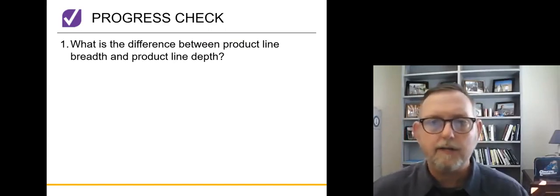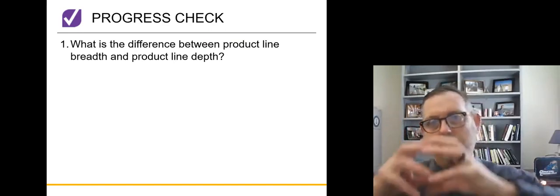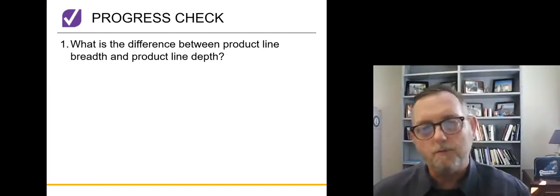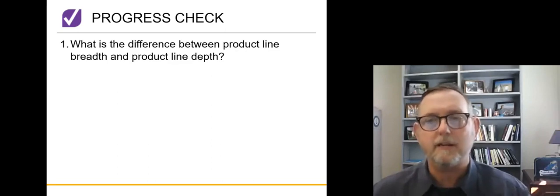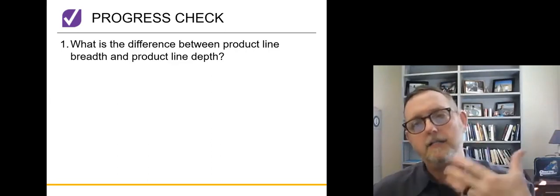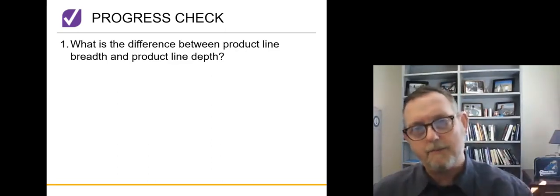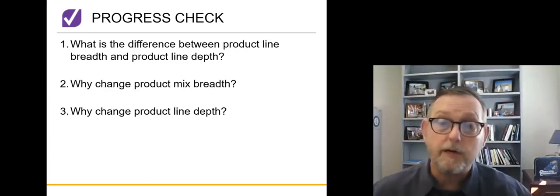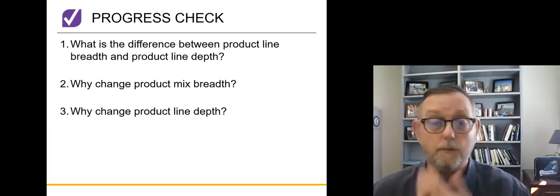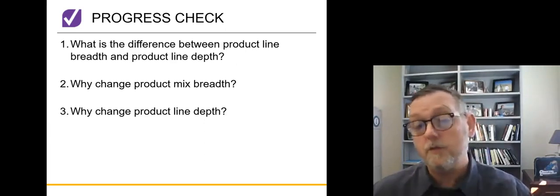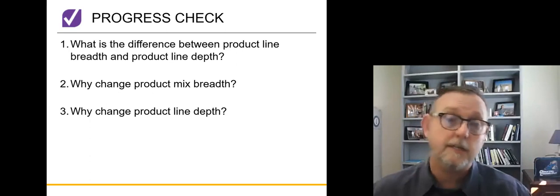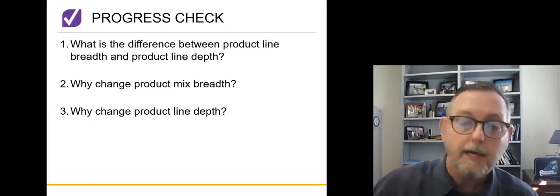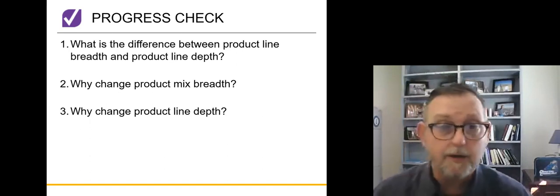Okay, so what's the difference between a product line breadth and product line depth? So we've got breadth and we've got depth. So know the difference between those two. Mix is associated with breadth or width, and lines are associated with depth. Okay, why change product mix or breadth? Why change product line depth? So there are reasons why we want to make those changes, and want to think about what those would mean. Okay, all right, so this is it.